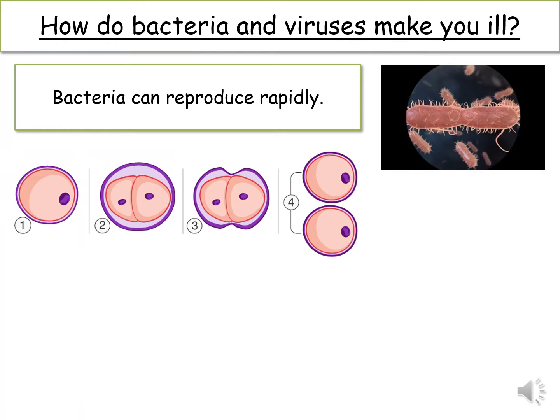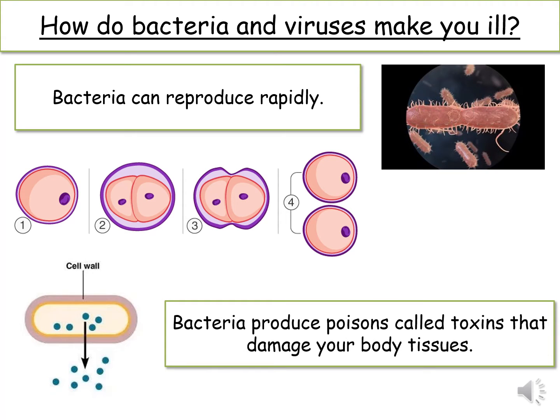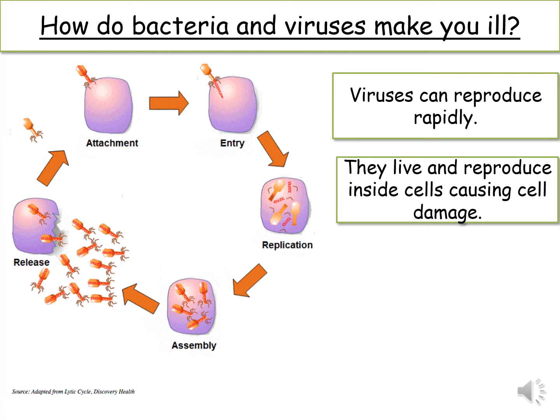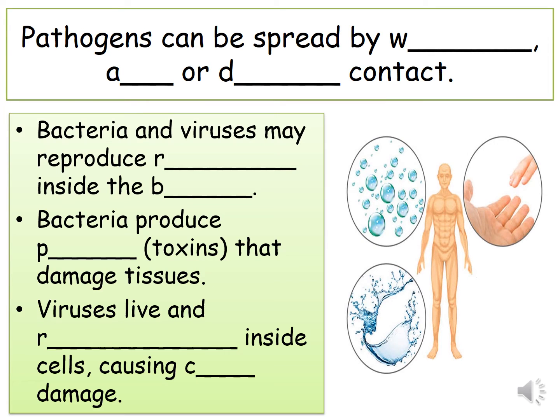How do bacteria and viruses make you ill? Bacteria can reproduce rapidly. They produce poisons called toxins that damage your body tissues. Viruses make us ill by reproducing rapidly. They live and reproduce inside cells, which causes cell damage. Pause the video and complete this passage.